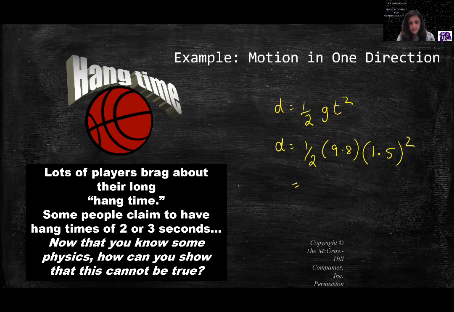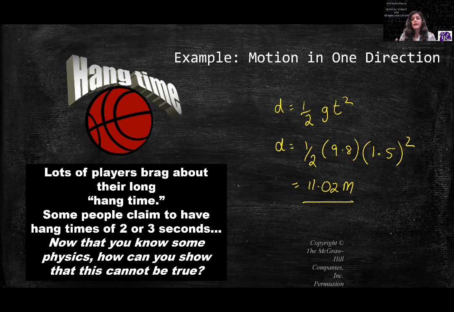And we can calculate, and you can do this too, as I'm doing it. Make sure you get practice using your calculator to do these kinds of problems. 0.5 times 9.8 times 1.5, and we have to square that. All right, so with this, it tells me that 11.02 meters. Now remember, a meter is about a yard.